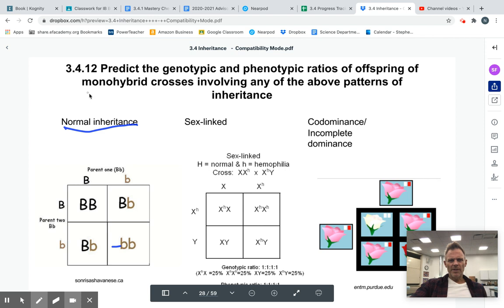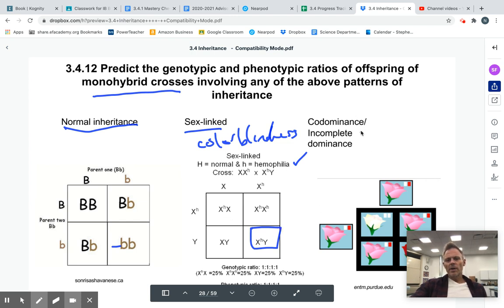Just in case you're wondering, this thing, monohybrid cross, means that there's only one set of alleles we're looking at. The other one that we need to know is sex-linked, right? We talked about sex-linked in hemophilia, and we also talked about sex-linked in color blindness, right? So color blindness is the other one. So please know the notation and also how to do that. Remember, the Y will never carry the allele on it because it's linked to the X chromosome.